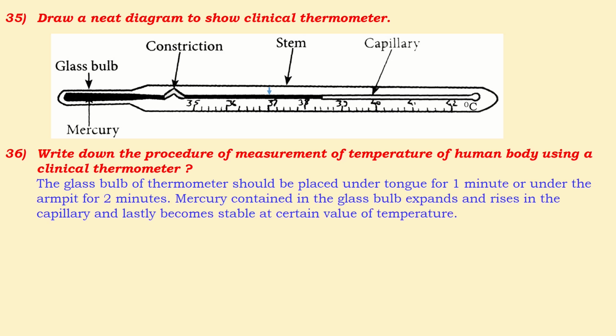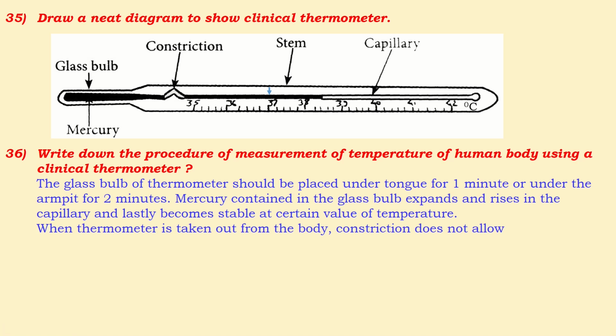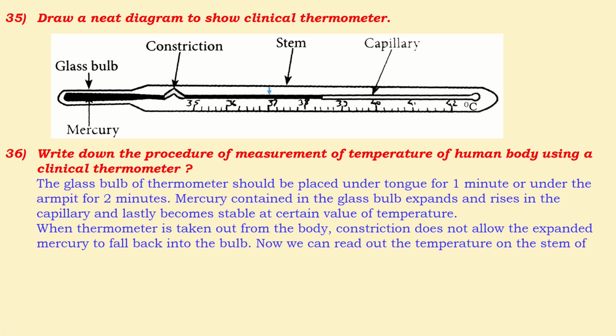The mercury contained in the glass bulb expands and rises in the capillary and lastly becomes stable at a certain value of temperature. Just for example, here it is shown to be stable in between 38 degrees and 39 degrees Celsius. And when the thermometer is taken out from the body, the constriction does not allow the expanded mercury to fall back into the bulb. Now we can read out the temperature on the stem of the thermometer.